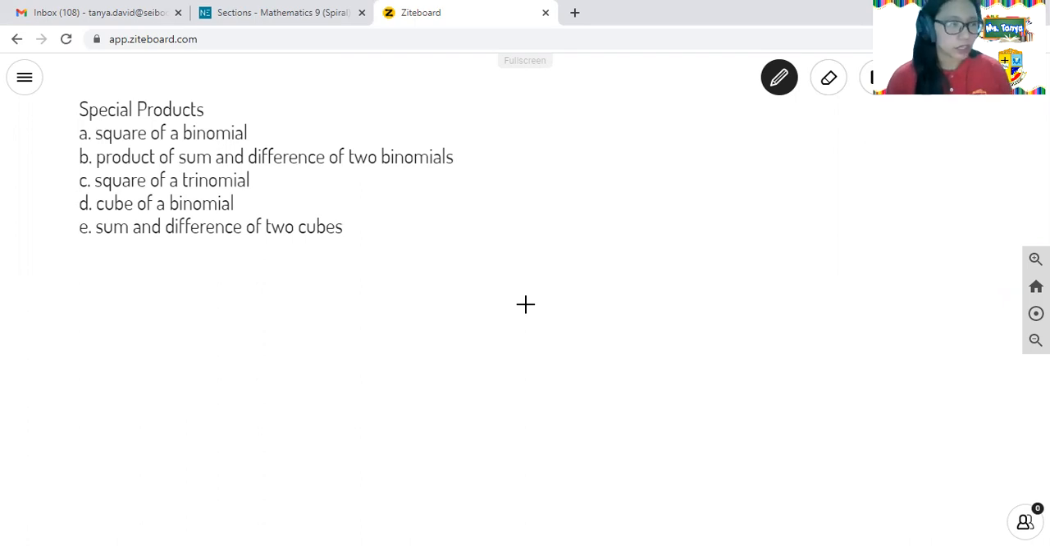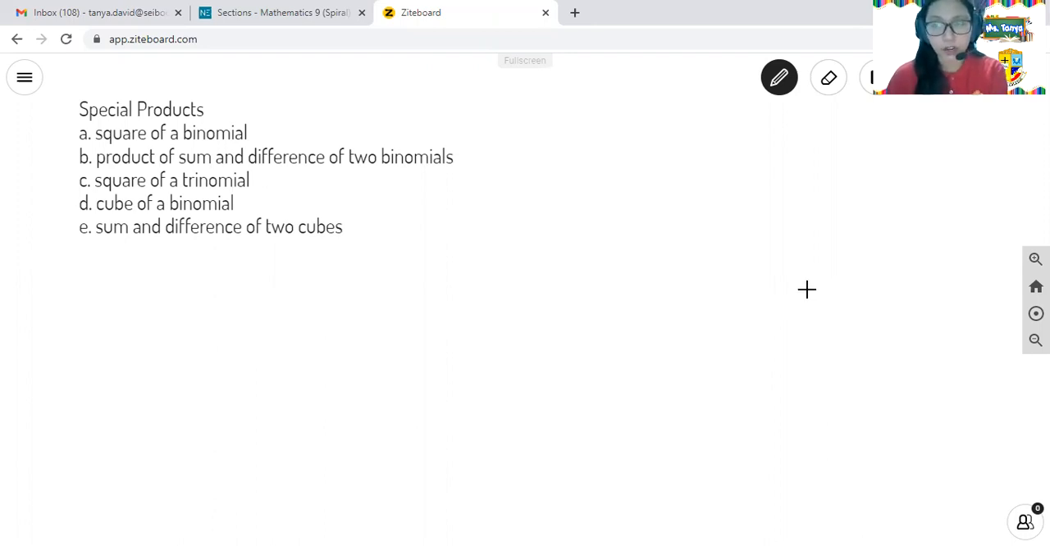Now, special products is a mathematical term in which factors are combined to form products. It is called special because they do not need long solutions. That means the special products show us certain patterns, and these patterns can help us multiply certain kinds of binomials or certain algebraic expressions. Now, there are 5 patterns in special products.